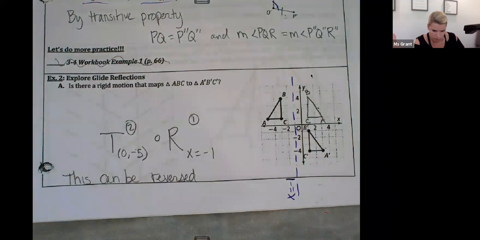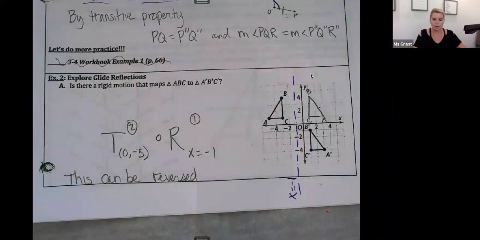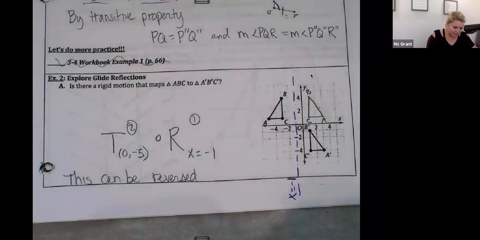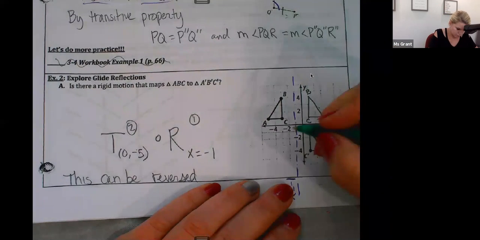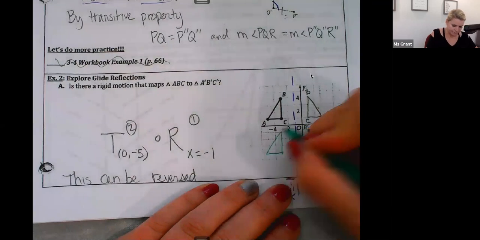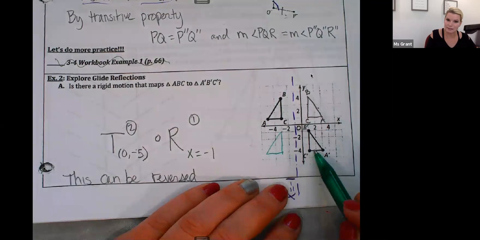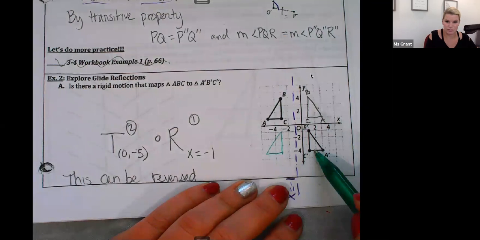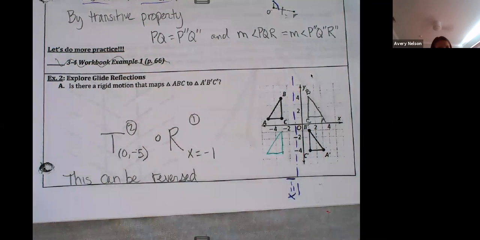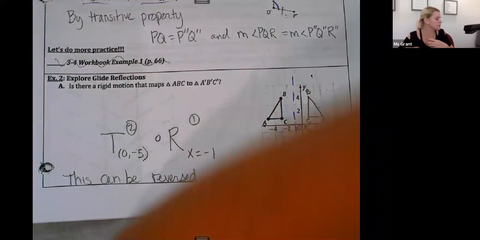Because the student that I chose decided that we would reflect first, I reflected first. But could I have translated 5 down first? Could I have done this, and then could I have done green, translate down 5 and then reflected? Does that give me the same result? Yes, it does. So this can be reversed. You can translate first and then reflect. You can reflect first and then translate.